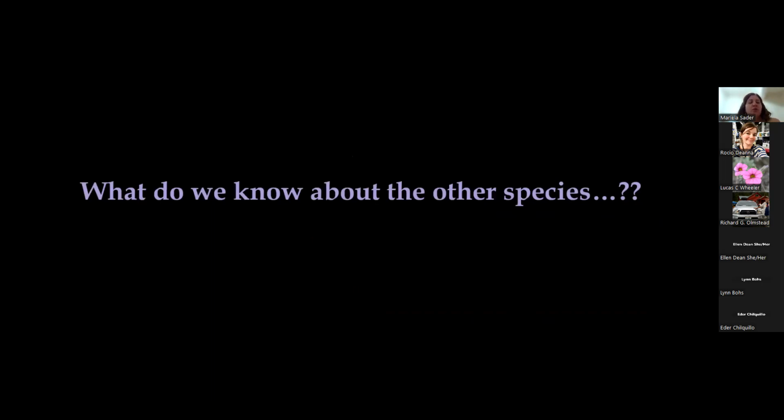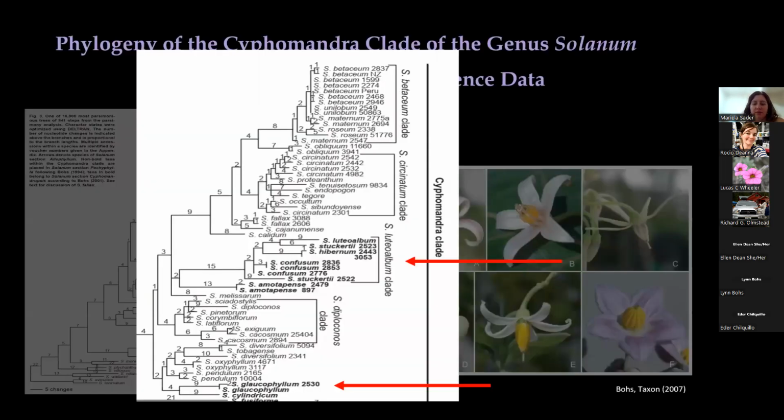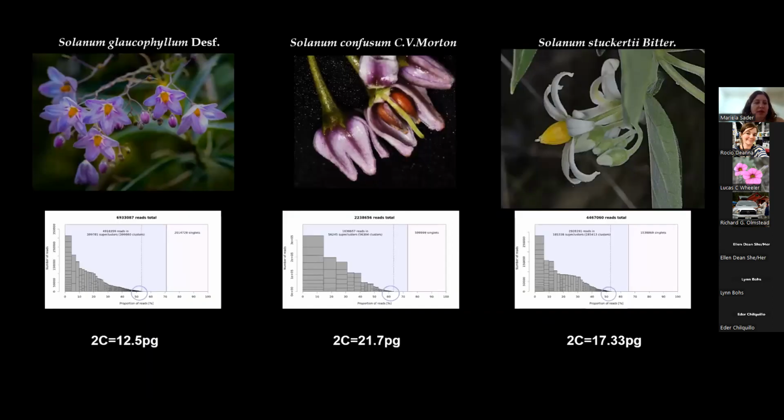And what do we know about the other species? Now we are working with species from these two subclades within the Systematic Solanum clade. The first, Solanum glaucophyllum, has a genome size of 12.5 picograms. Solanum confusum, 21.7 picograms of DNA, and Solanum stuckertii, 17.3 picograms of DNA.